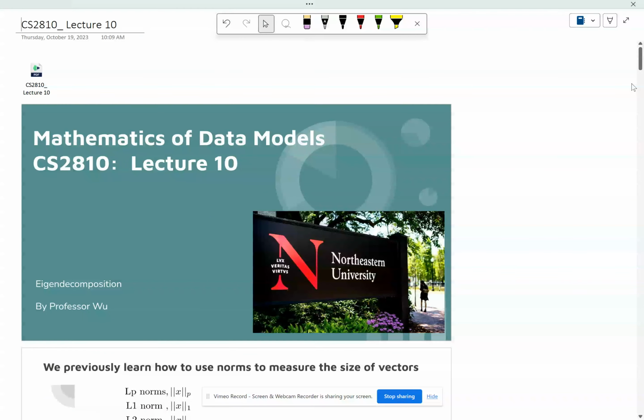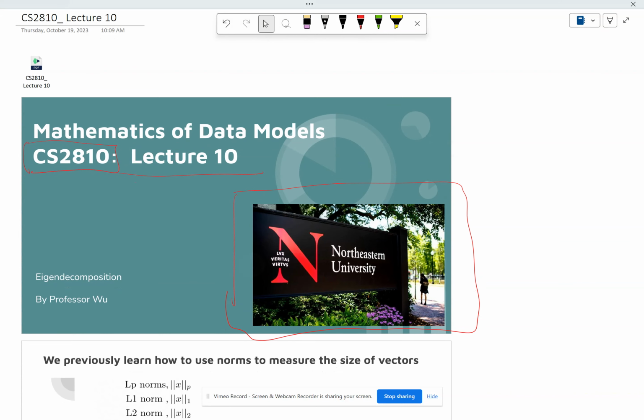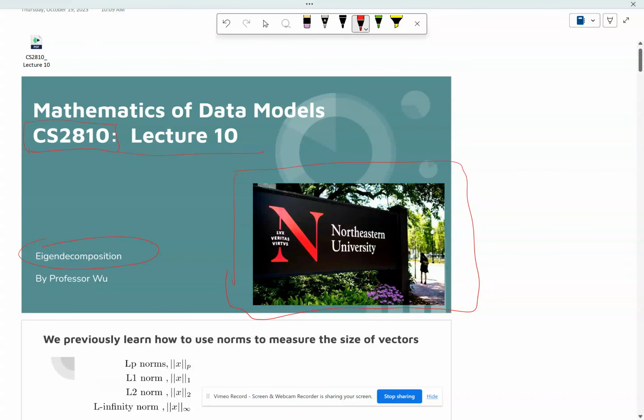All right, welcome to the Mathematics of Data Models, Lecture 10, CS 2810. This is a Northeastern University course, and today we're going to talk about the concept of eigendecomposition.